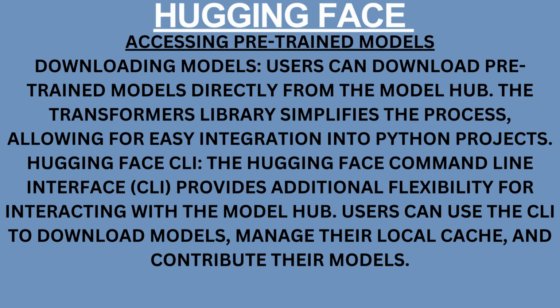Accessing pre-trained models. Download models. Users can download pre-trained models directly from the Model Hub. The Transformers library simplifies the process, allowing for easy integration into Python projects. Hugging Face CLI. The Hugging Face command line interface, CLI, provides additional flexibility for interacting with the Model Hub. Users can use the CLI to download models, manage their local cache, and contribute their models.